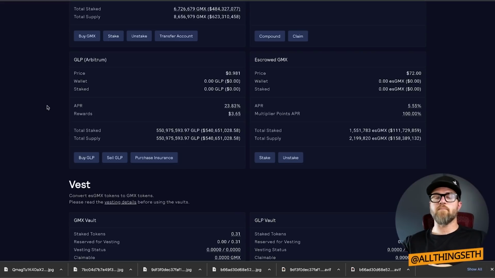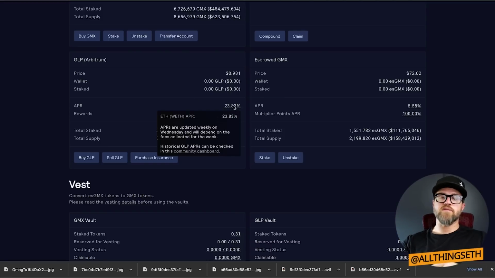And the cool thing about it is you're getting currently 23.83% paid to you in Ethereum based on the trading fees. And this is real yield, guys. This isn't some Ponzi scheme, people throwing a bunch of money in, getting completely diluted by this project. It's real actual trade volume fees.